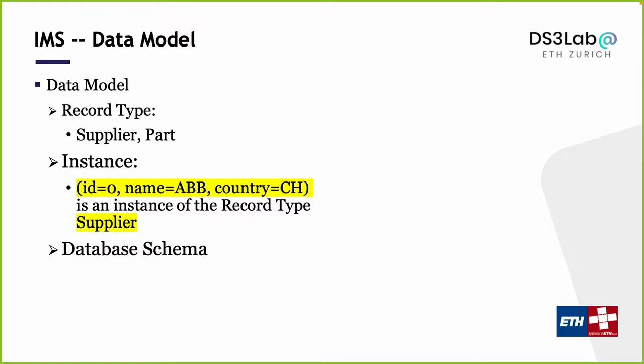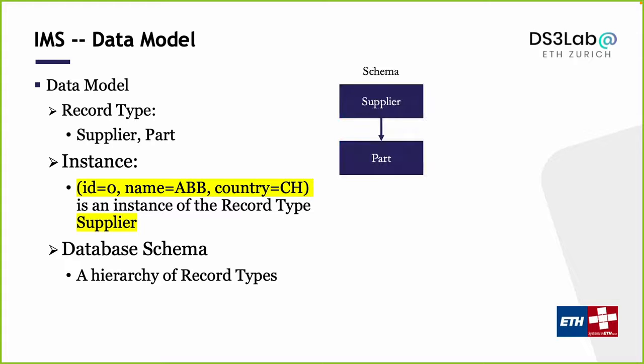And I have a database schema to tell you what my data looks like. It's actually a hierarchy of those record types. That's why it's called a hierarchical model. Okay? So, for example, you have two record types. You have a whole bunch of supplier, and you have a whole bunch of part. There are two record types. And then you have a hierarchy among them. So here you have supplier point to part. Okay? So this is a database schema.